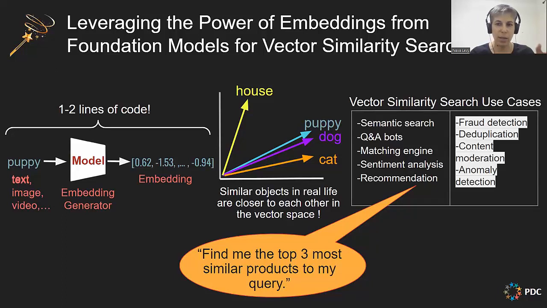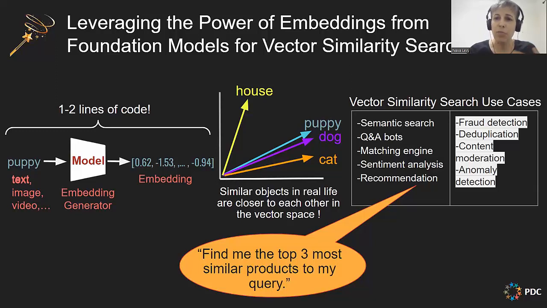And if it's a query, a free text query, then again, I will generate an embedding for the query, and I will generate an embedding for each one of the items in the product catalog, and I will look for the top 10 or top three, depends on what I selected, the most similar items in the catalog.